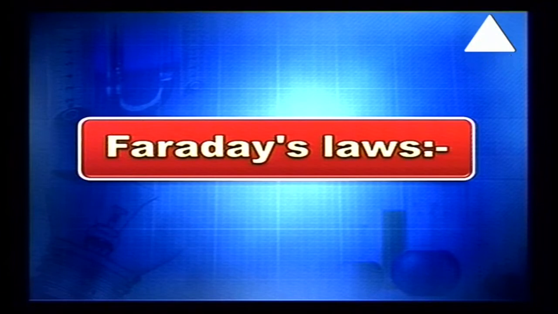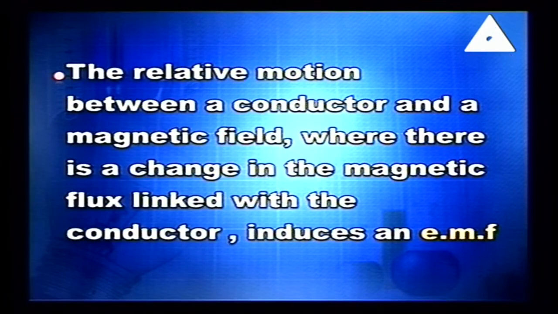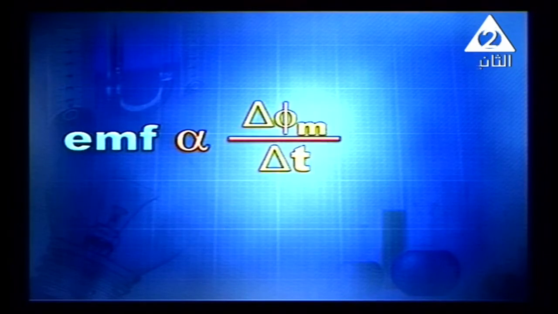And now, talking about Faraday's laws. First law: the relative motion between a conductor and a magnetic field, where there is a change in the magnetic flux linked with the conductor, induces an EMF. The EMF is proportional to the rate of change of the magnetic flux. This is the first equation.